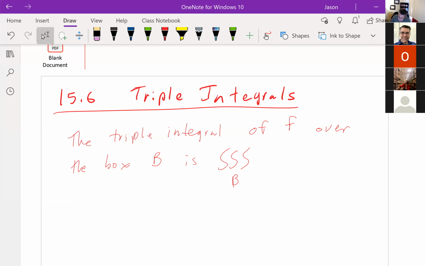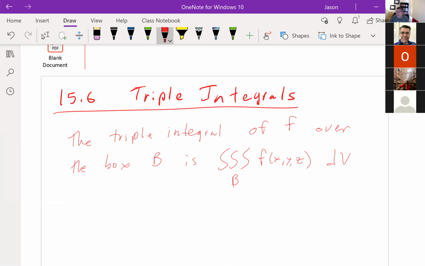B, f of x, y, z now. This is now a function of three variables. Sometimes we call the fourth variable w, so this would be w equals f of x, y, z. Then dV, meaning that we're going to integrate with respect to the volume, right?